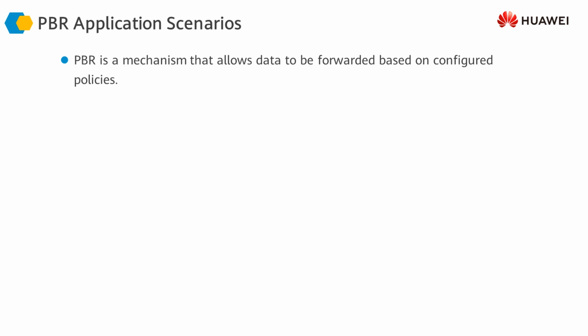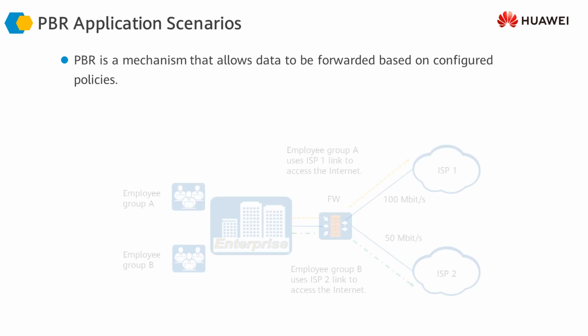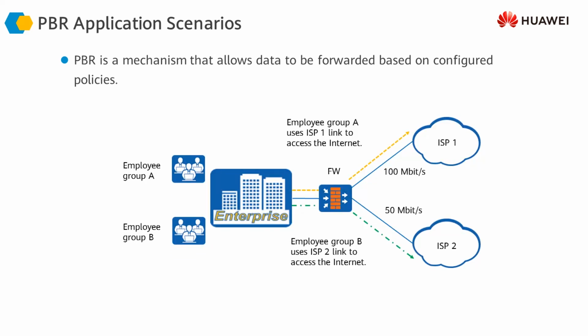Policy-based routing or PBR is a mechanism that allows data to be forwarded based on configured policies. For example, the policy requirement here is that employee group A uses ISP1 for its traffic and employee group B uses ISP2 for forwarding traffic to the internet. This is a policy which we want to implement, and this policy can be implemented by configuring PBR or policy-based routing on this firewall.